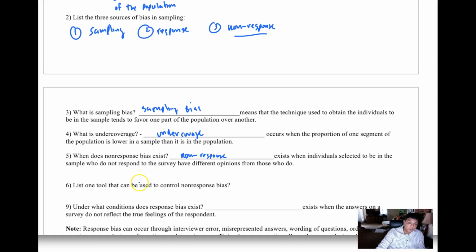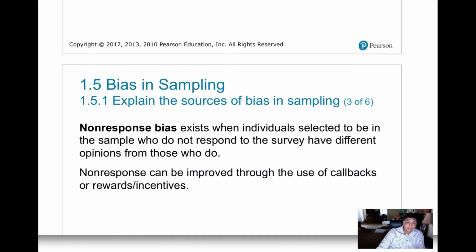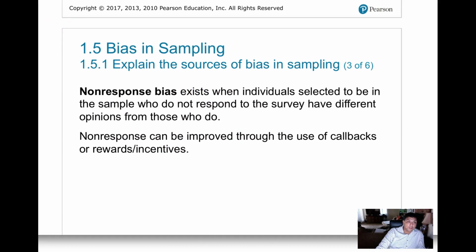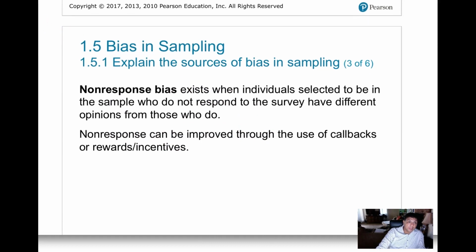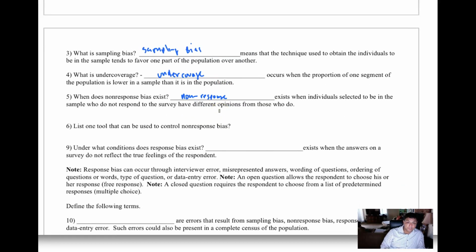And so there's a tool they use to control non-response bias. Non-response can be improved through the use of callbacks or rewards or incentives. So you're able to call people back if you're calling phones, or use rewards or incentives, where you pay somebody to do a survey. And so that's one way to remove non-response bias. You could pay people to be part of the survey.